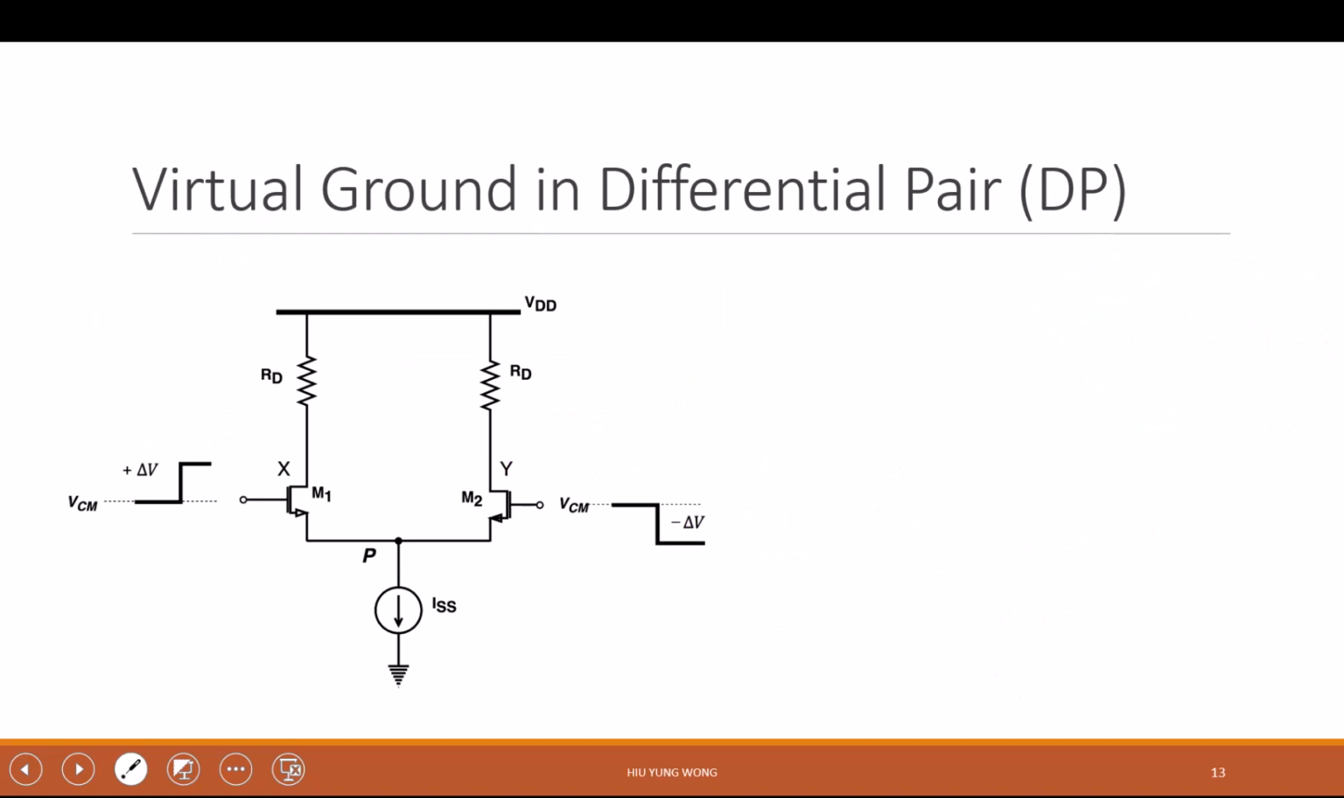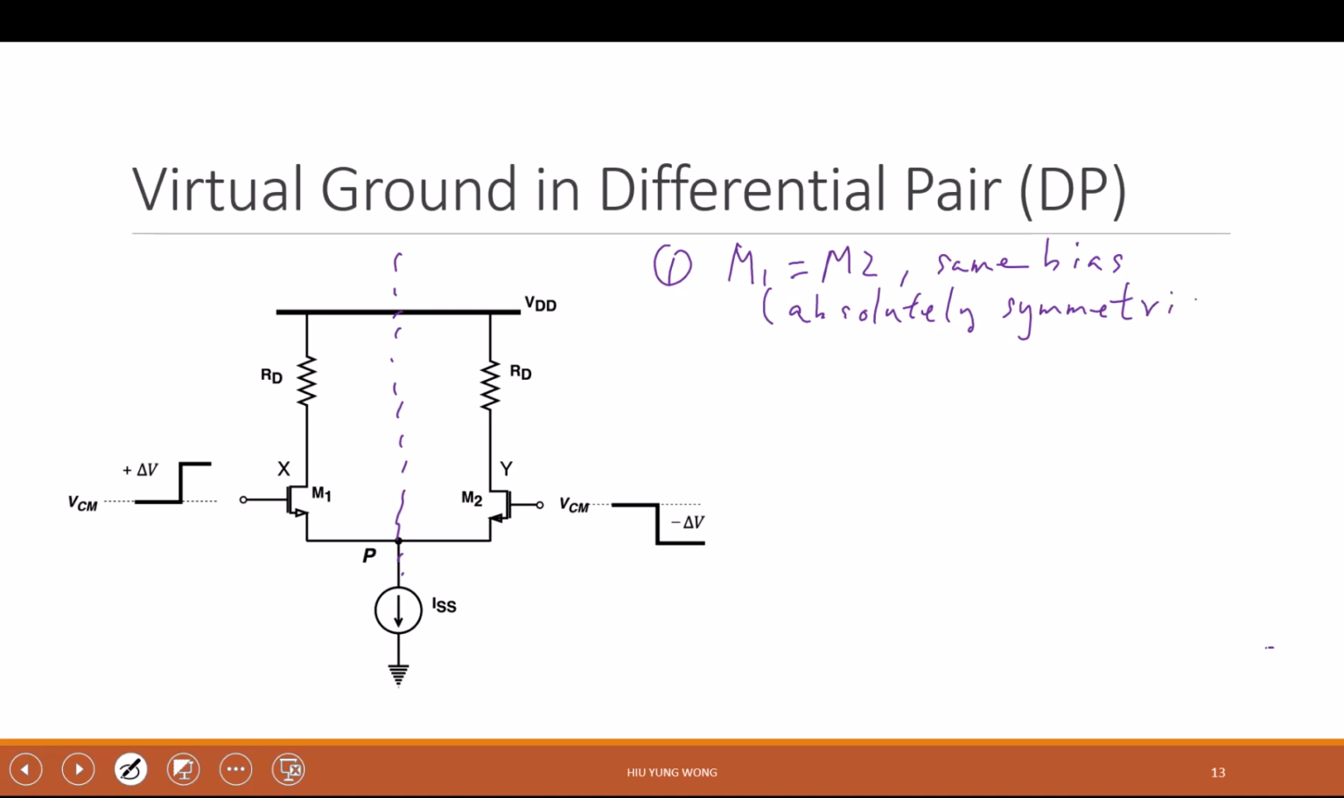How about a differential pair? Based on what I said earlier, if I draw a plane of symmetry here, and I claim that M1 equals M2, including the biasing, the conditions are the same, and I have a differential input, right? Same bias. So it is absolutely, again, this is very important. Absolutely, you cannot say it looks like it, almost. No, do not do that, okay? So this is absolutely symmetric.